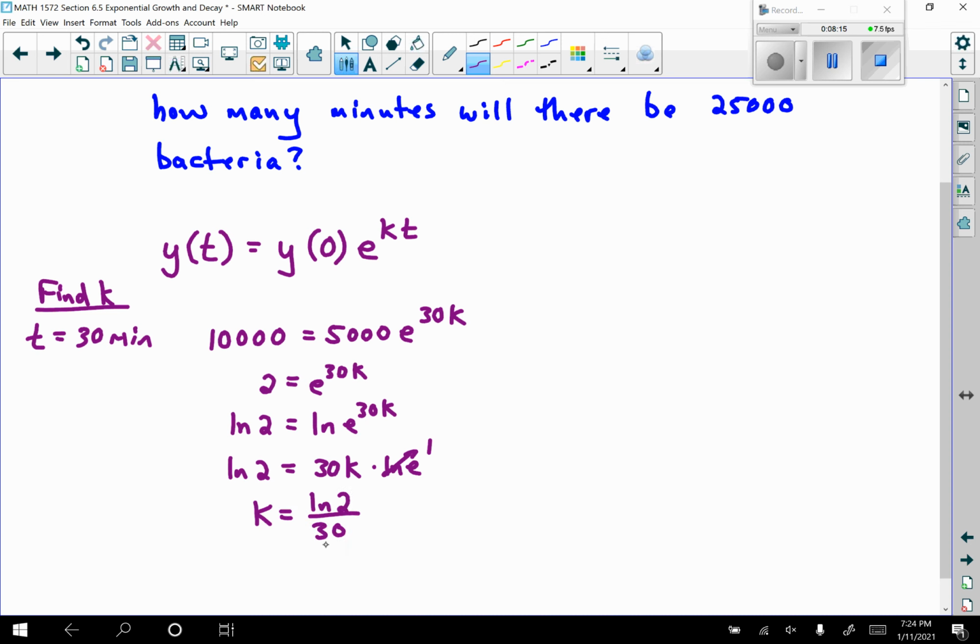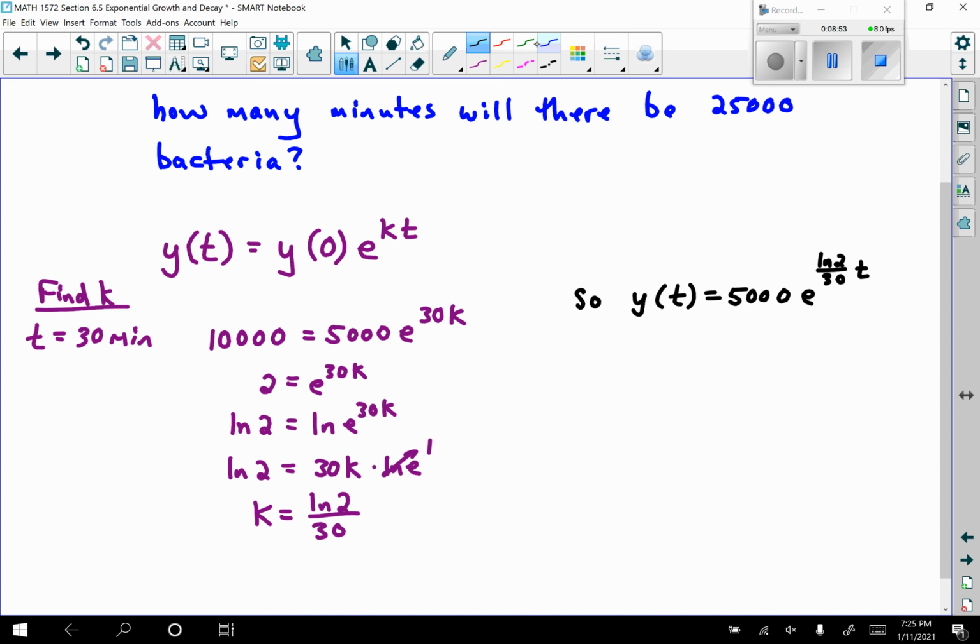And for right now, we just want to leave this in exact form. So this is like finding the y-intercept when you have to write an equation and you're given slope and a point. And then we would just substitute this back in. So now we have a general equation where k is given here, because if not, we had two unknowns. We had a k and a t. So here we would just say y of t is equal to our initial amount of 5,000 times e to the, and it's going to look a little weird, just be careful writing it, natural log of 2 over 30 times t. So that's our equation where we can figure anything out now.